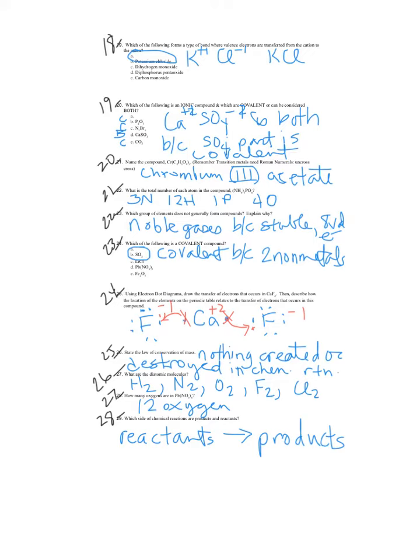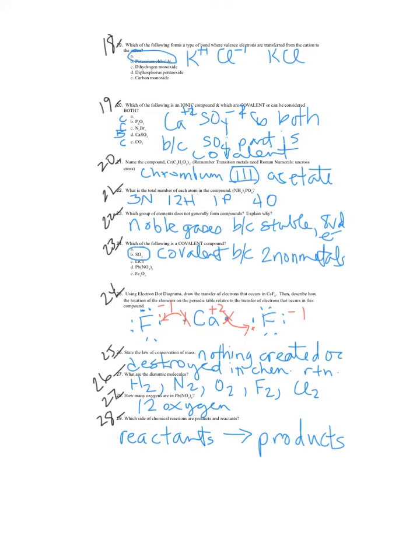But then when you look at the SO3 part, that polyatomic ion part acts as a covalent molecule that bonds then to the calcium. So that is considered both an ionic and covalent compound. Then carbon dioxide is just two nonmetals, so it's a covalent molecule.